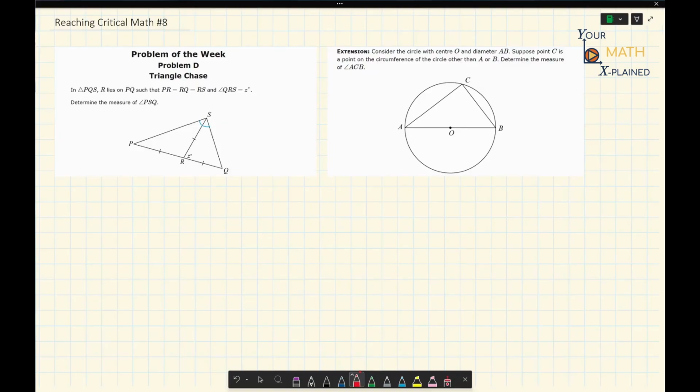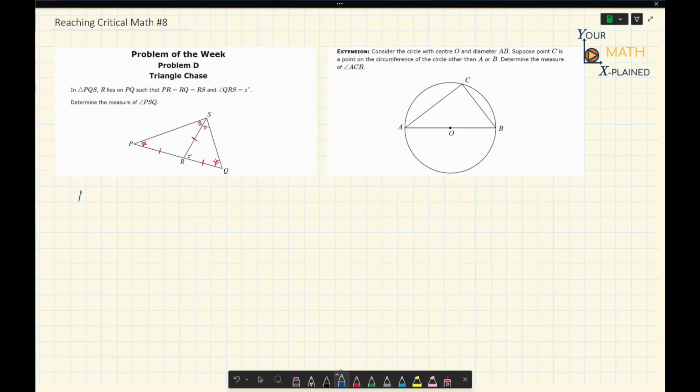And the first thing that I notice here is that I've got two isosceles triangles. So this one and this one, they have the same sides. That tells us that this angle and this angle must be the same. I also know that there's another isosceles triangle, PRS. So that also tells me that this angle and this angle must be the same. We can create some relationships using those two isosceles triangles.